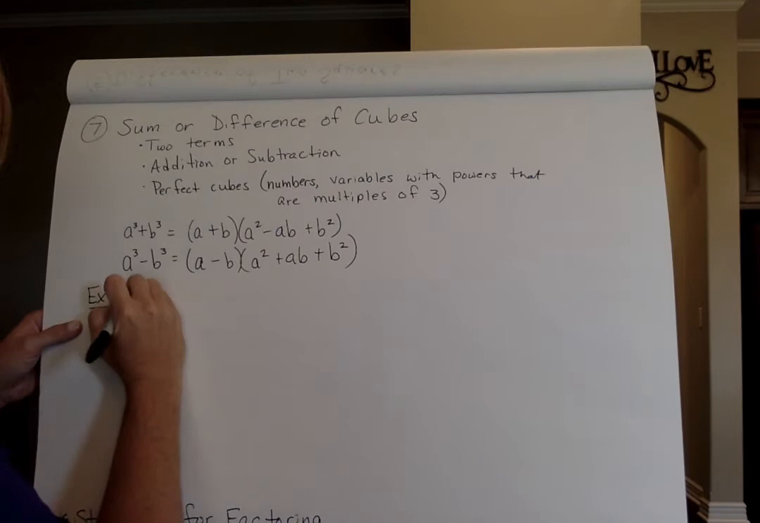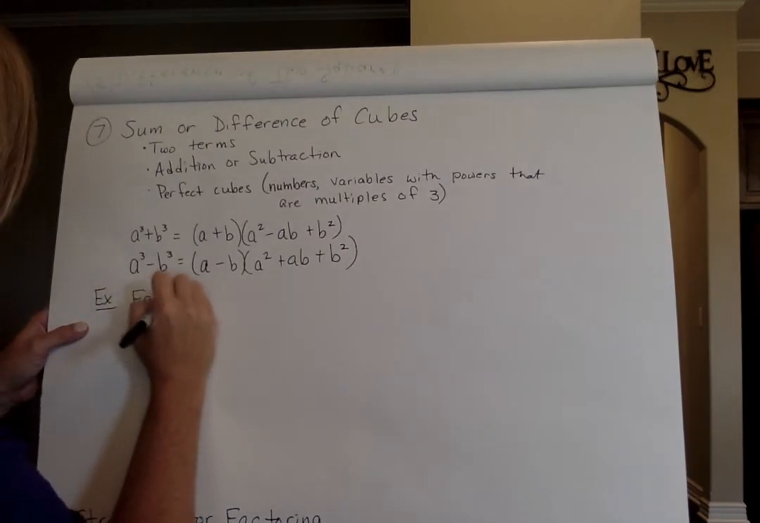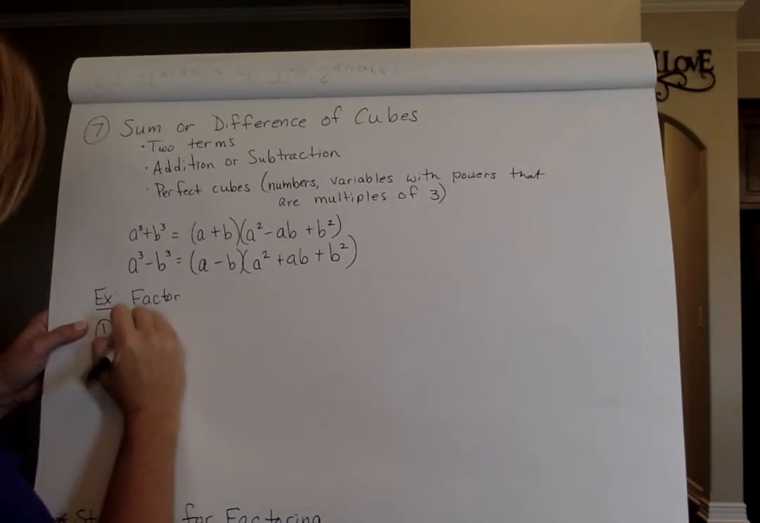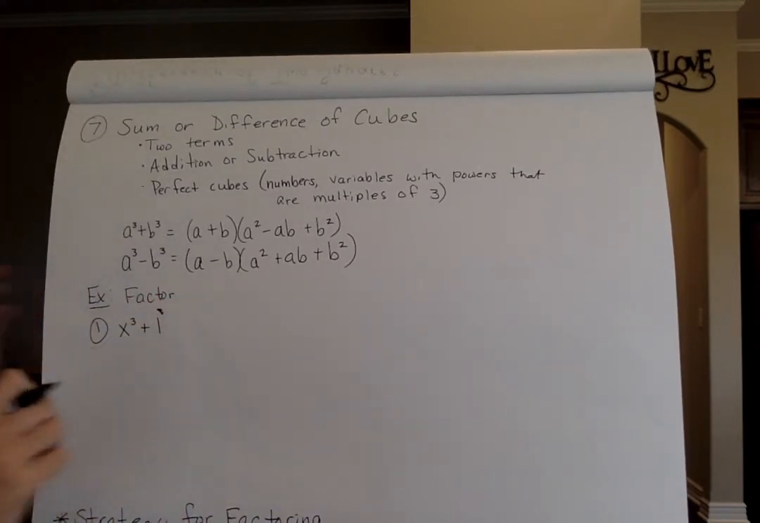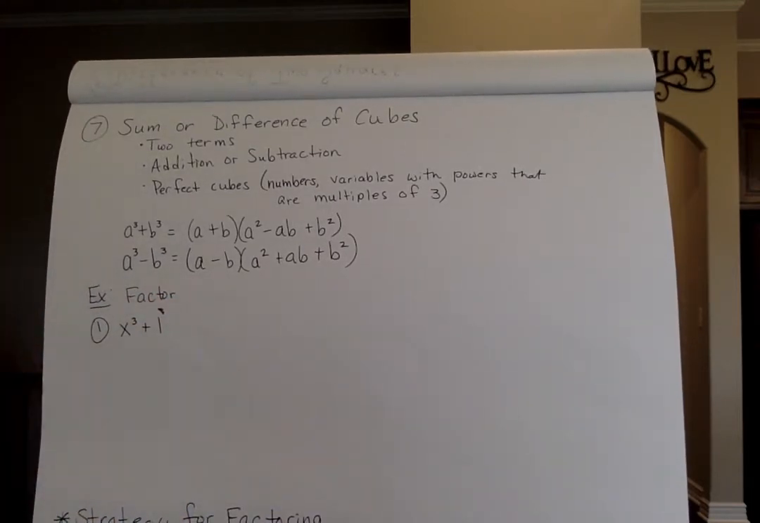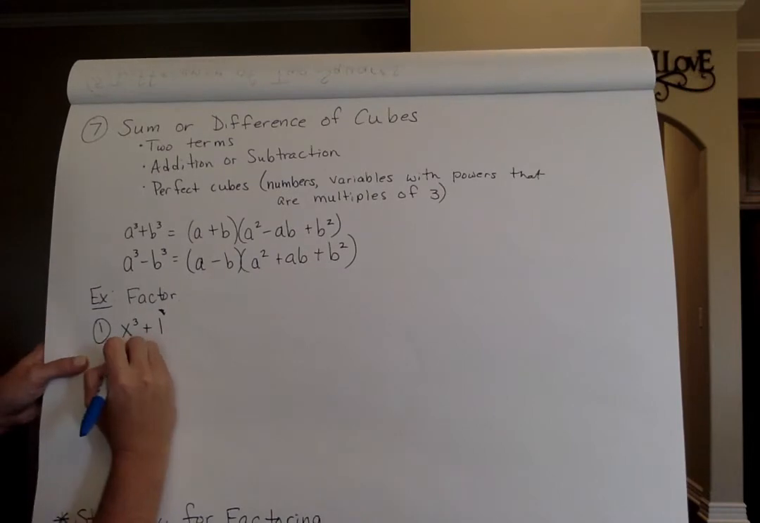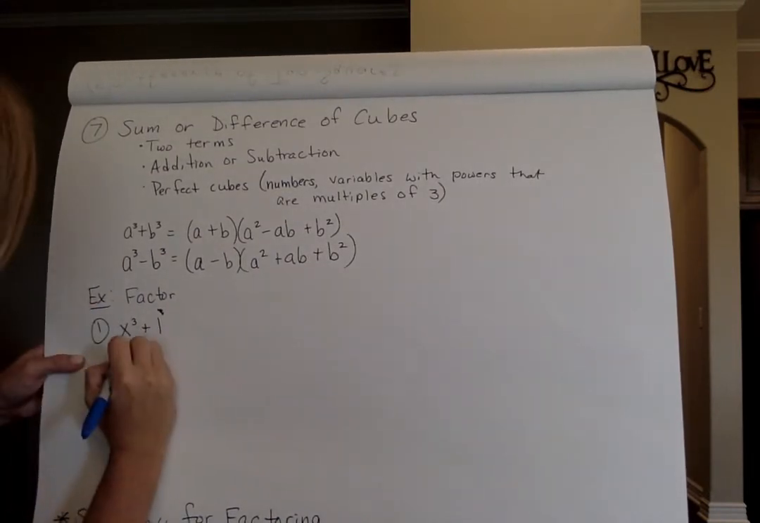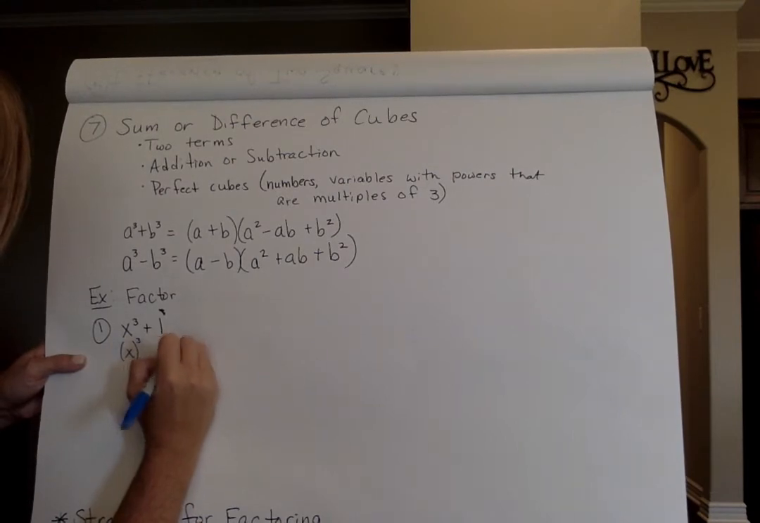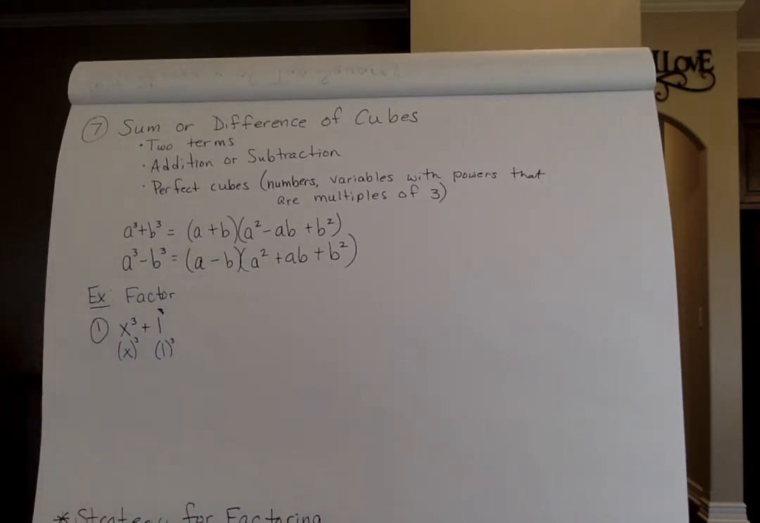We have to factor. Number 1, x cubed plus 1. So we're just going to do a very simple one to begin with. And again, it might be nice to think about what was cubed to make x cubed. Well, obviously it's x. What was cubed to make 1? It's a 1.